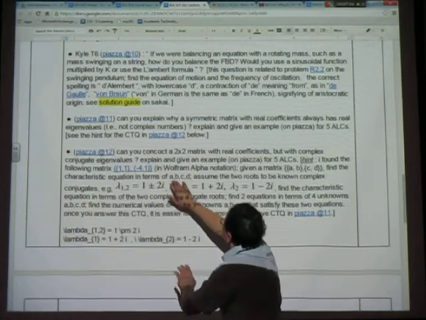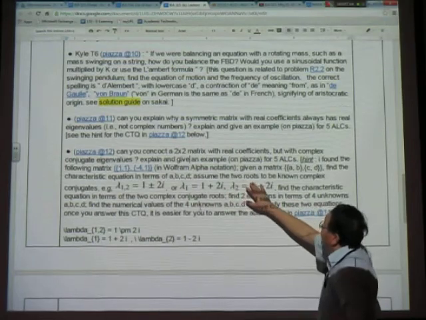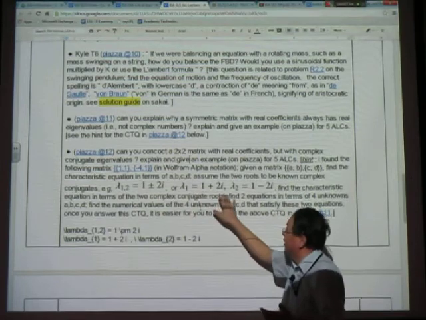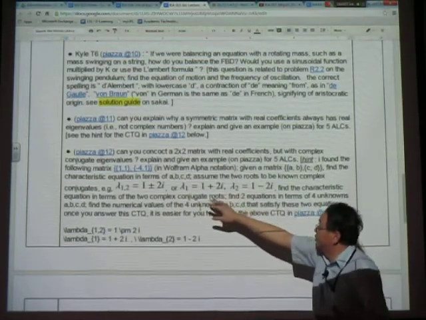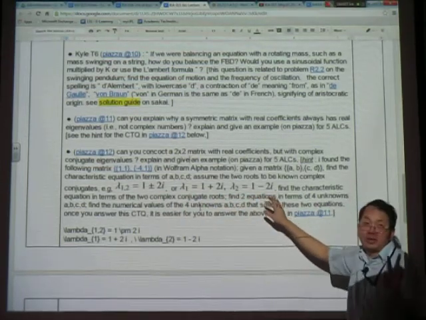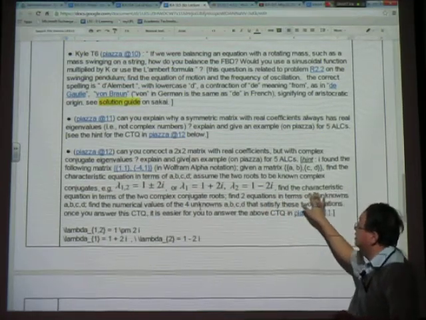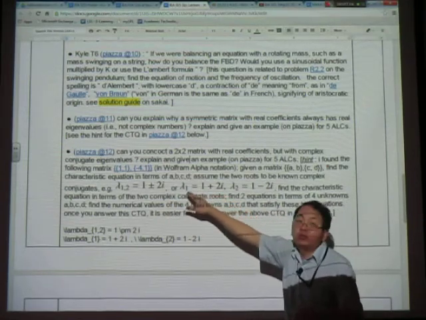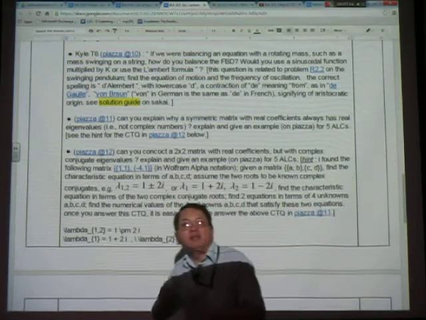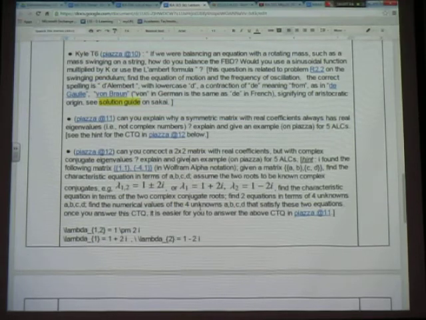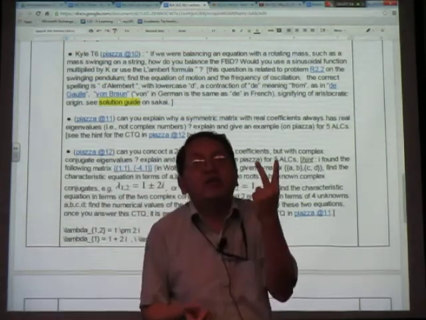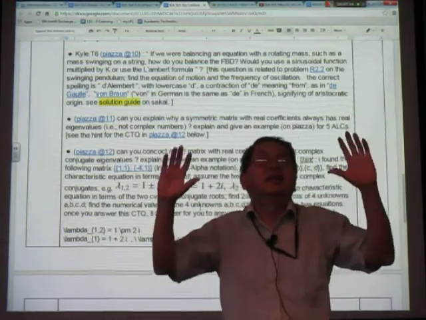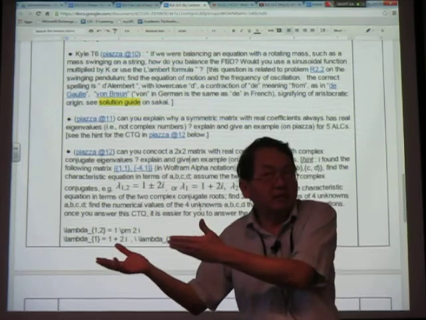Right, in terms of A, B, C, D, and then essentially you can assume two roots that are complex conjugate. This is my assumption here: 1 plus or minus 2i. Find the characteristic equation in terms of these two complex conjugate roots. Active learning credit: if you are given two roots, how do you find the characteristic equation? This is a different question. The first question was, given the matrix, find the characteristic equation.